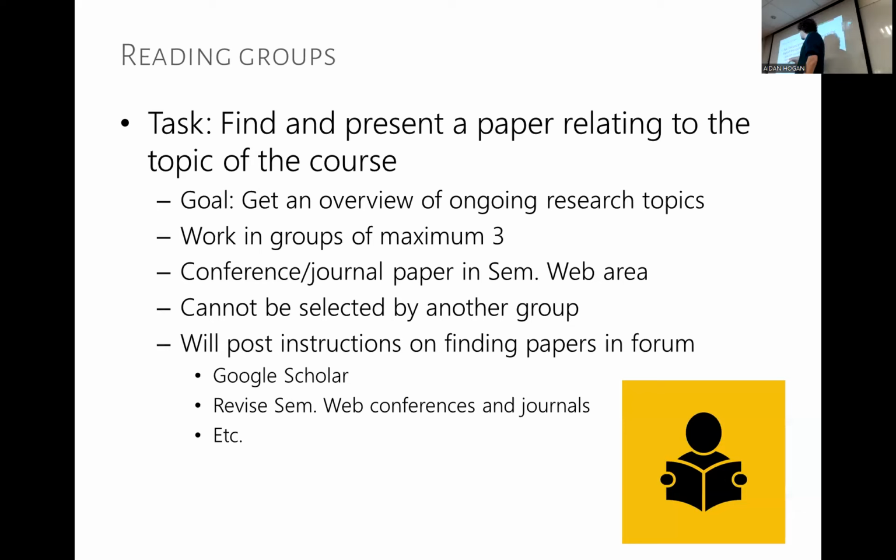So we would expect you to work in groups of maximum 3. We'll also, you must work in groups in the sense that we'll do assignments for those not in groups. You should present a conference or a journal paper in the semantic web area. It cannot be selected by another group, so we don't want 2 presentations of the same paper in different groups. And I will post some more instructions on finding papers in the forum. So this would be Google Scholar, semantic web conferences and journals, whatever it might be.